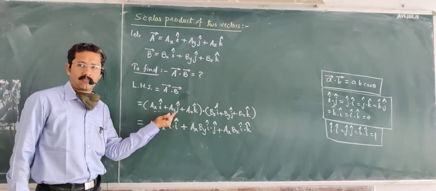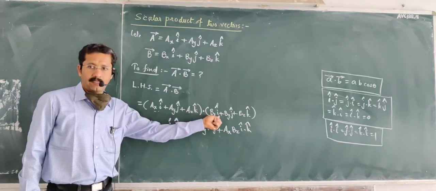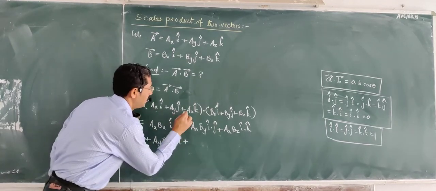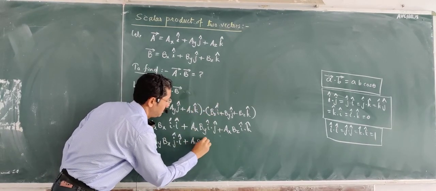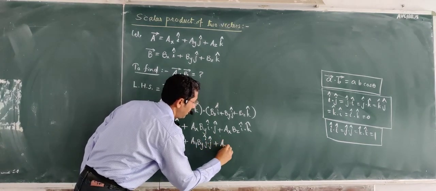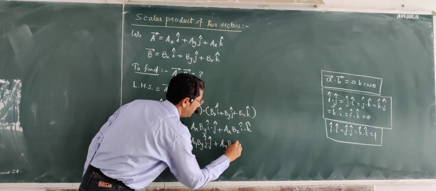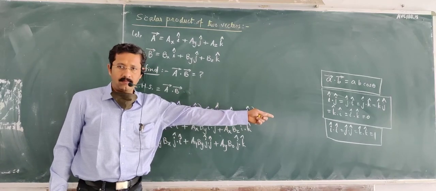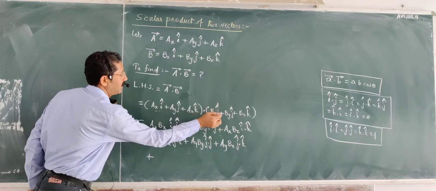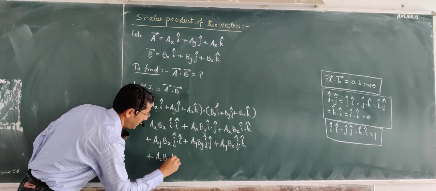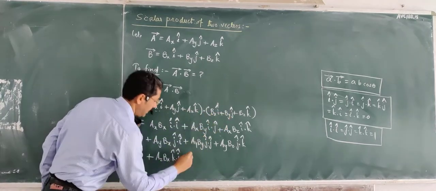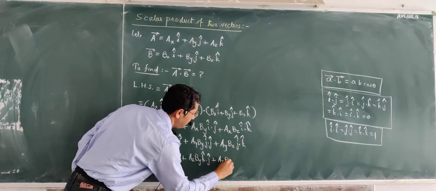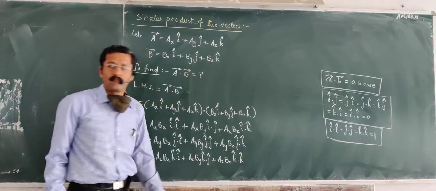3 terms of this are over. Now I'll start with this: plus AY BX J dot I, plus AY BY J dot J, plus AY BZ J dot K. Now the third term of the first with each of the next: plus AZ BX K dot I, plus AZ BY K dot J, plus AZ BZ K dot K. I have got all 9 terms here now.